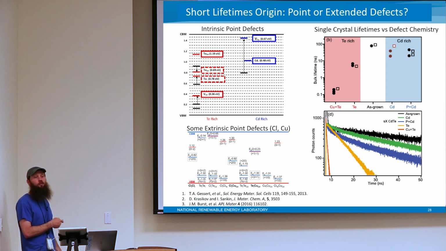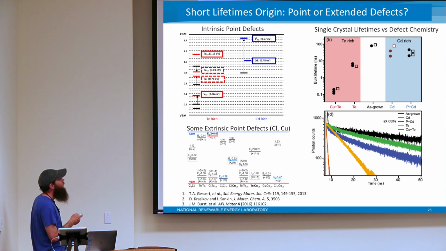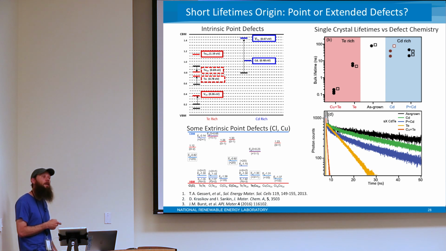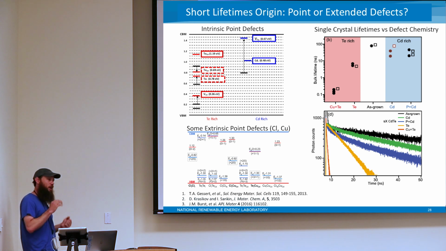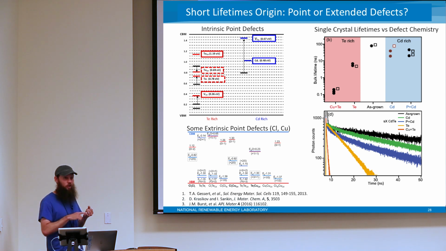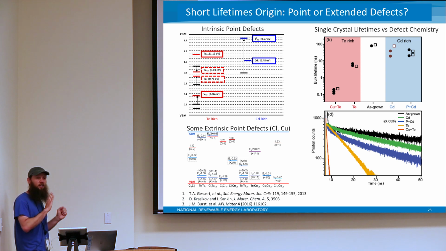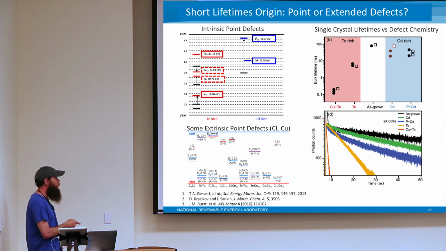With the new instruction from DFT, we'd say that you have a fair number of defects that can happen in the tellurium-rich, but cadmium-rich seems to not have them as much. That's just the intrinsic cadmium telluride semiconductor. But then we start trying to fix things by putting in chlorine, copper, and we're not even going to get into oxygen. So you have all of these defects possible as well. Notice a bunch of them are in the middle here, and that's not good.